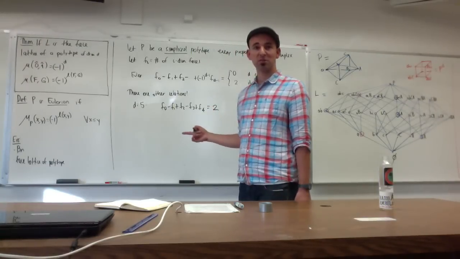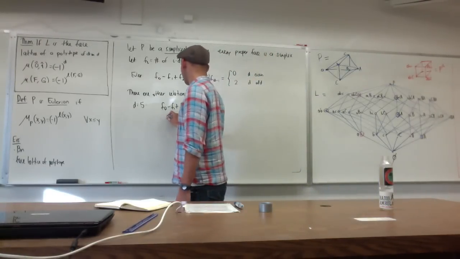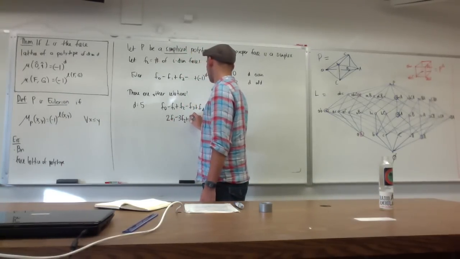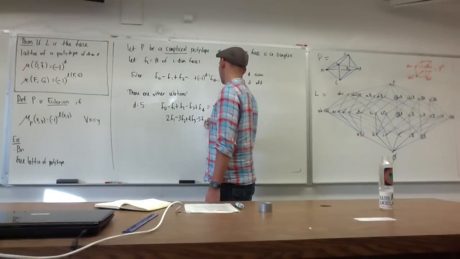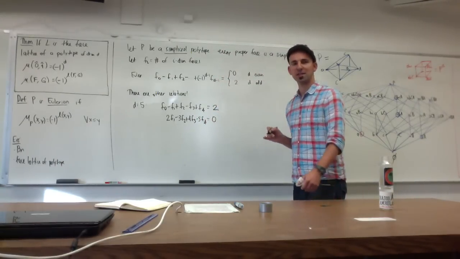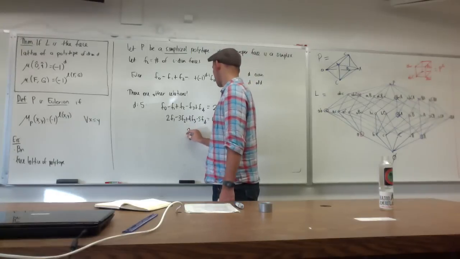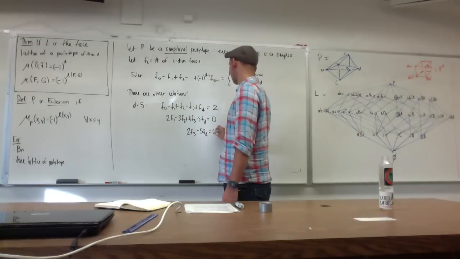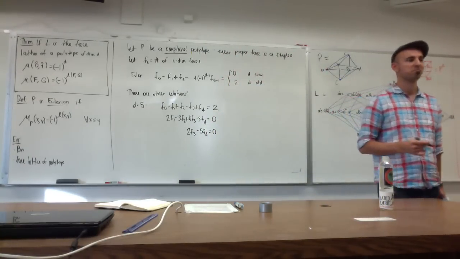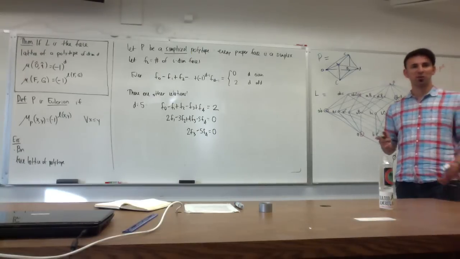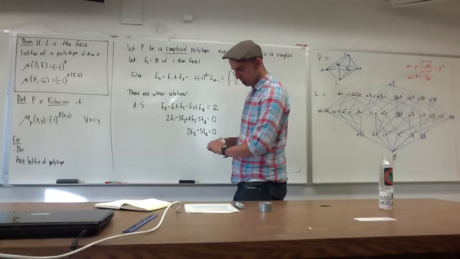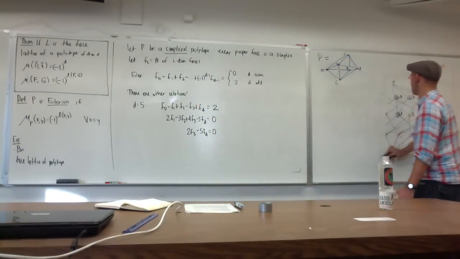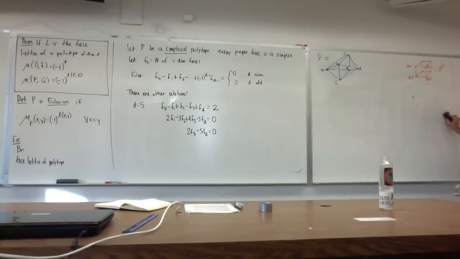It turns out that there are other relations that always have to be satisfied. For d equals 5, they look like this. So every simplicial polytope satisfies that, and every simplicial polytope satisfies this. So Euler's relation is just one of many relations. So what are these relations?